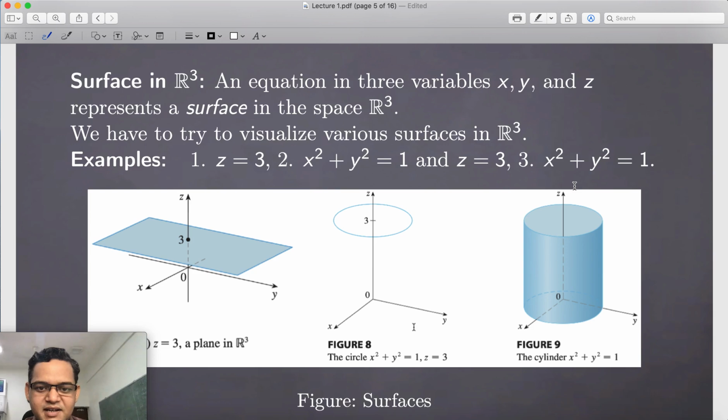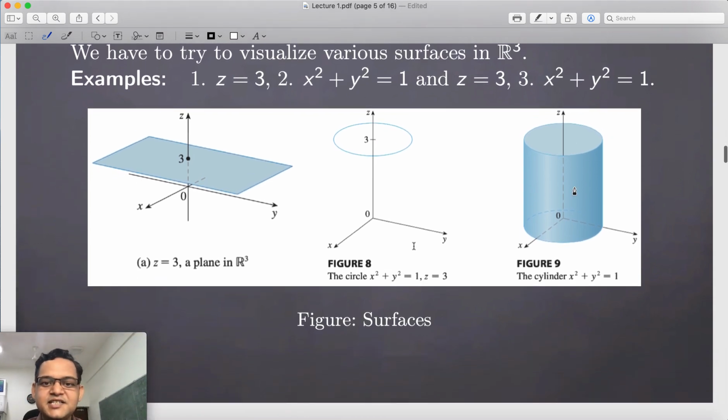Similarly, when I say x square plus y square equals 1 along with z equals 3. Now there is no z in this particular relation. So what is it? x square plus y square equals 1 is going to give you a circle. But there is also a condition on z, so the circle is only at the height z equals 3.